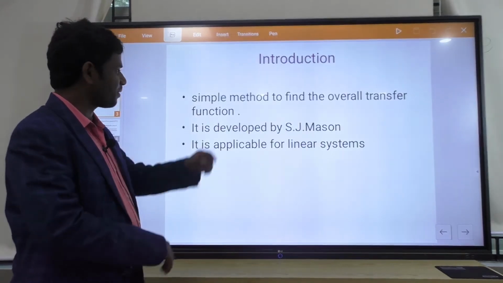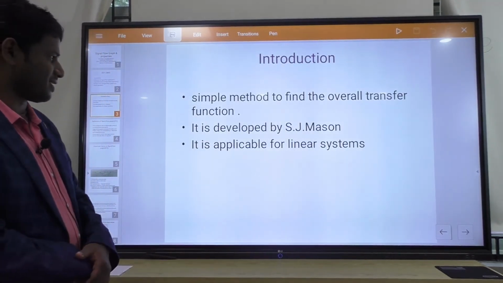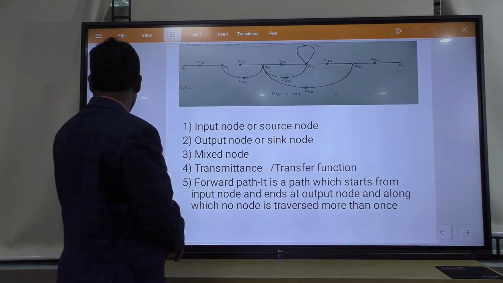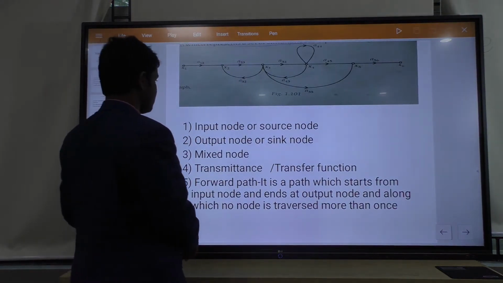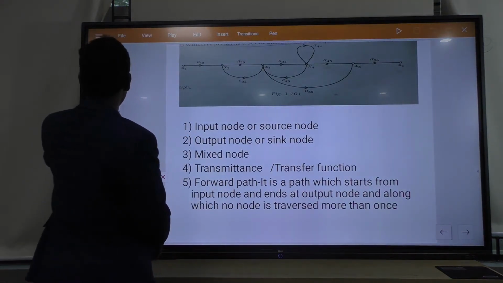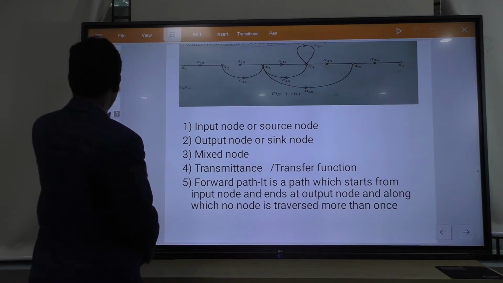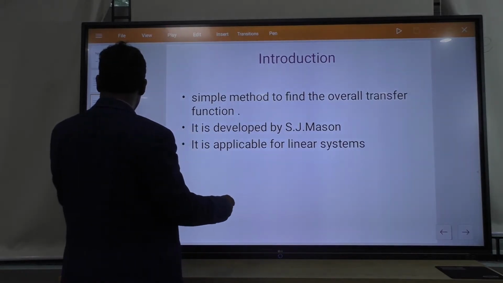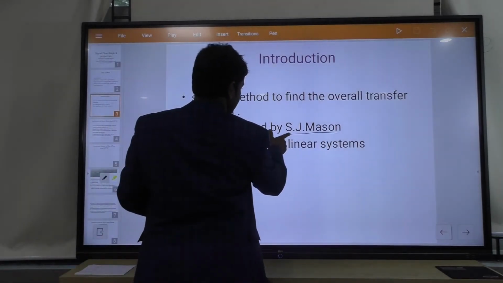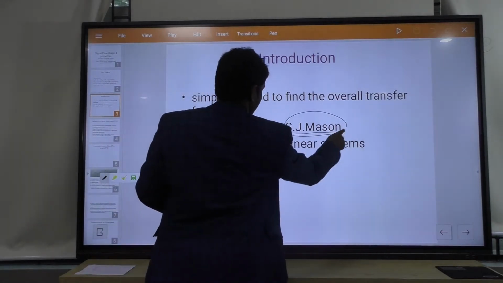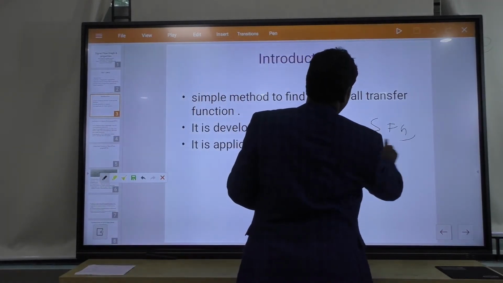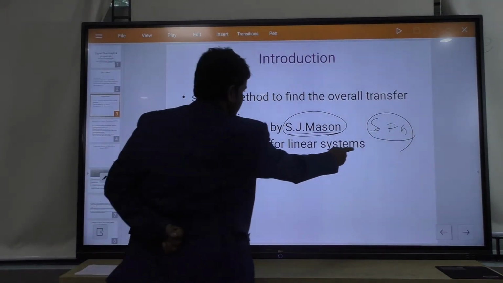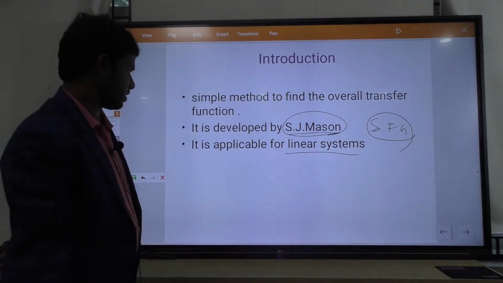Secondly, this signal flow graph was developed by the scientist S.J. Mason, who derived this process. It is shortly called SFG, signal flow graph. And it is applicable only for linear systems.